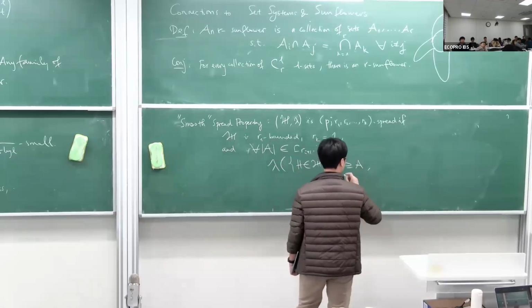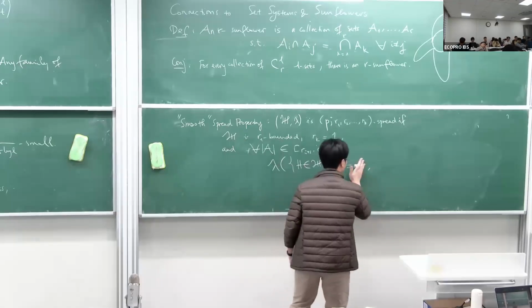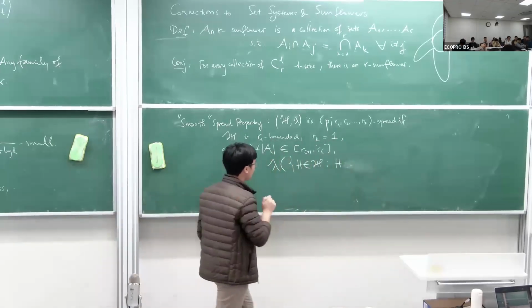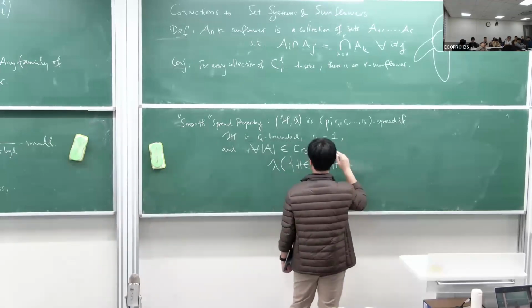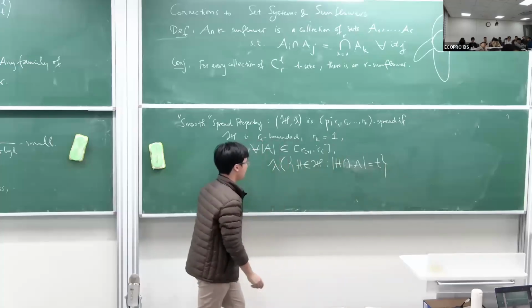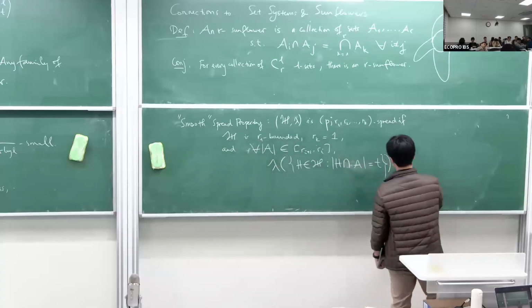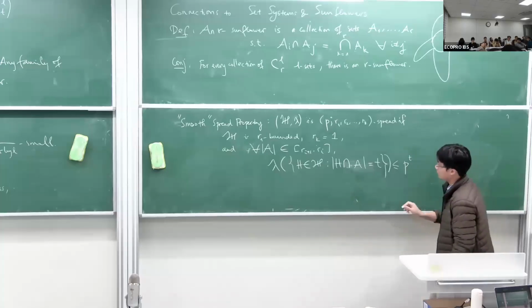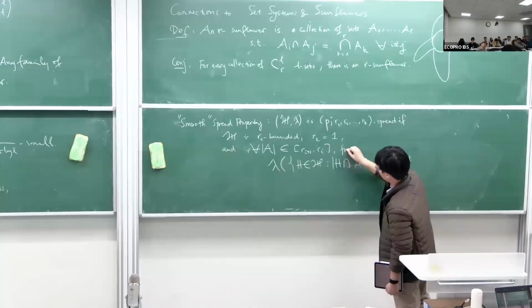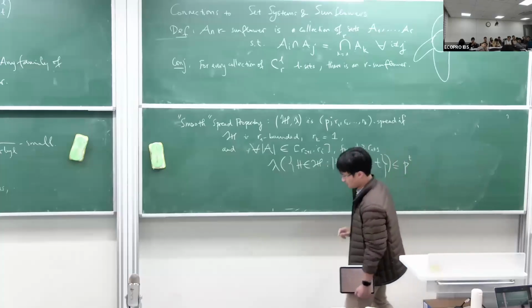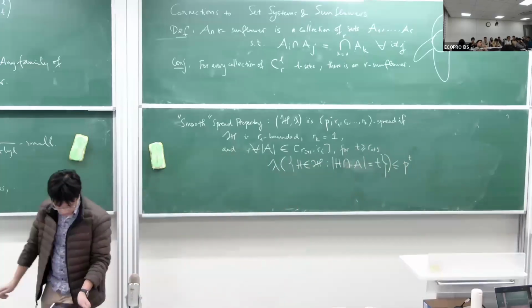The number of sets from the family H for which the intersection of H with A is equal to T is at most, let's ignore the T, P to the T. This is for all T at least i+1.